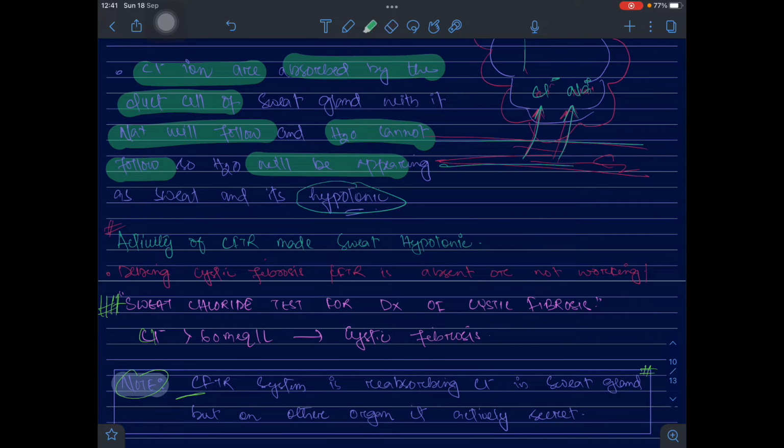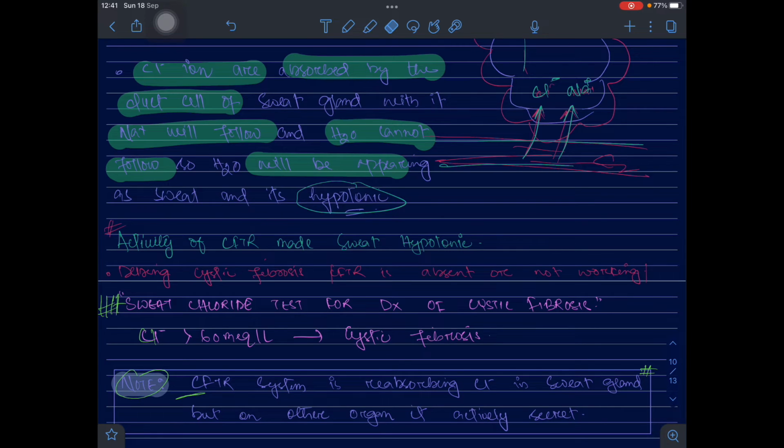So from this sweat gland, what we can do is test the sweat. If there is chloride present above a certain number, then there is cystic fibrosis. If the chloride is more than that, there will be cystic fibrosis. So let's look at what test it is. The sweat chloride test for diagnosis of cystic fibrosis. We can do the sweat chloride test for diagnosis of cystic fibrosis.